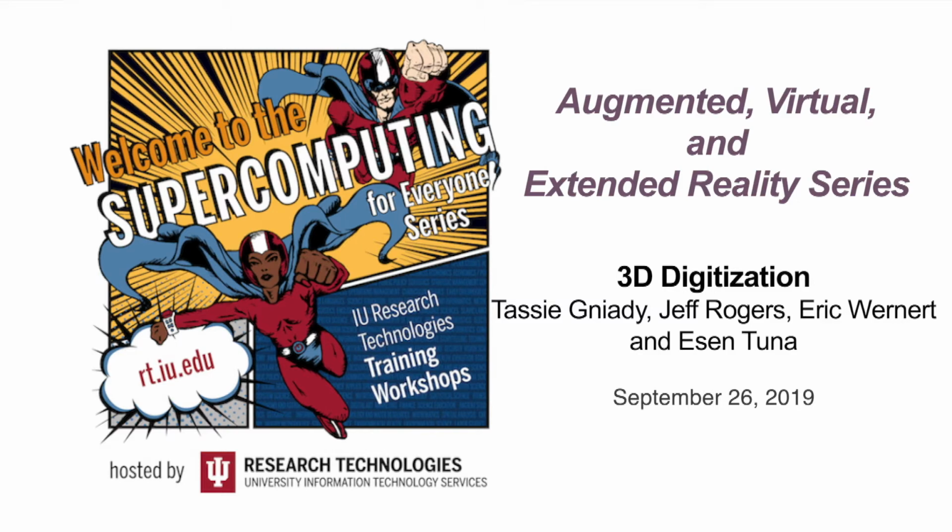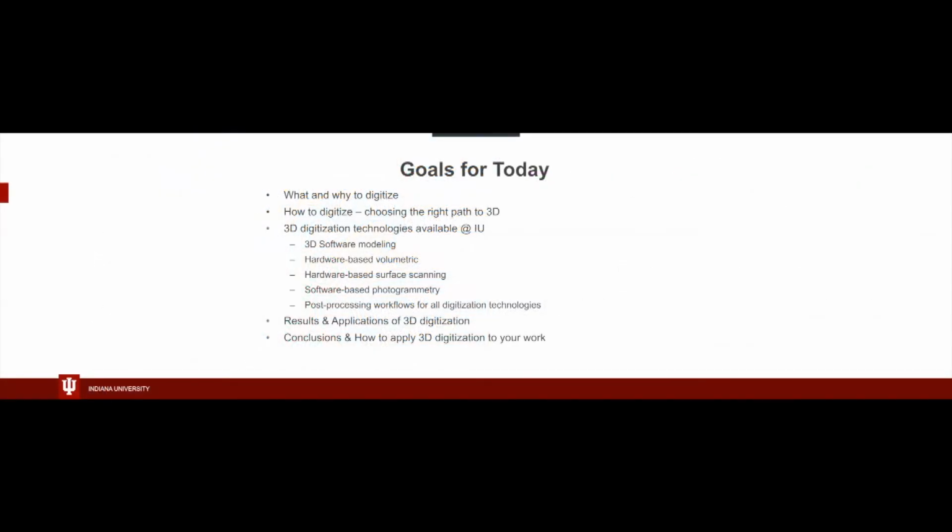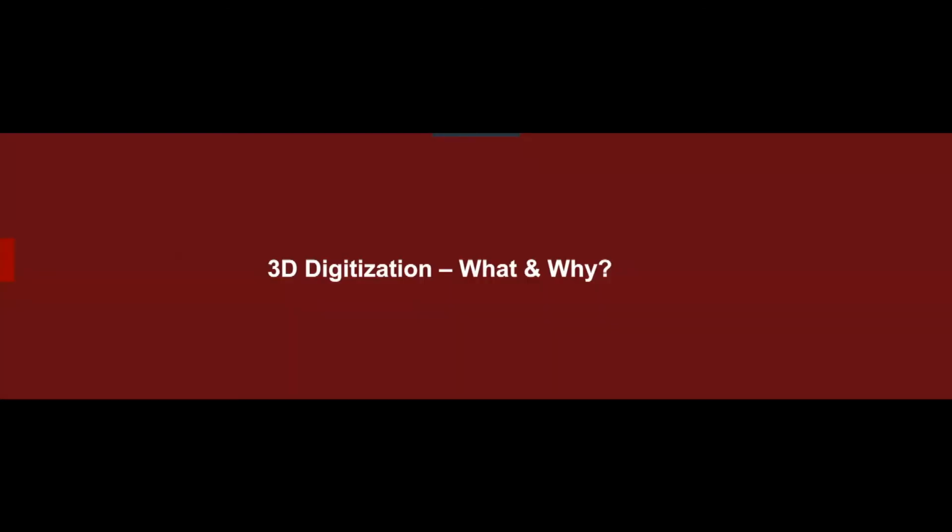All right, so what we're going to be doing today is talking about 3D digitization. We're going to talk about why we digitize, how we digitize, and then the different methods that we can digitize objects and how we choose to go down those different paths. Then we'll talk about the results and applications of 3D digitization, and then how you can apply 3D digitization to your work. So 3D digitization, what and why?